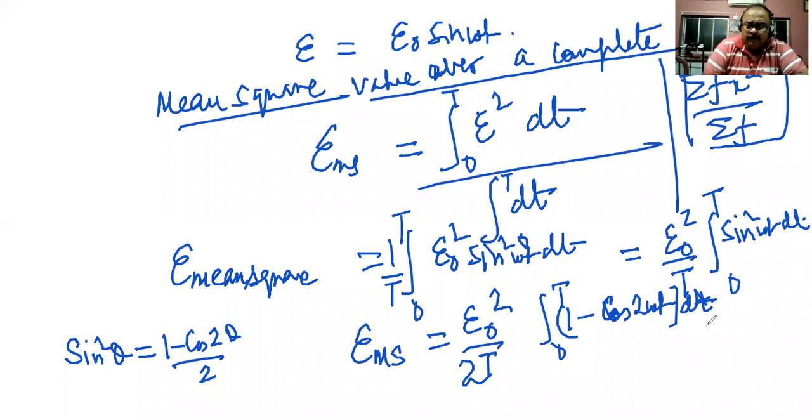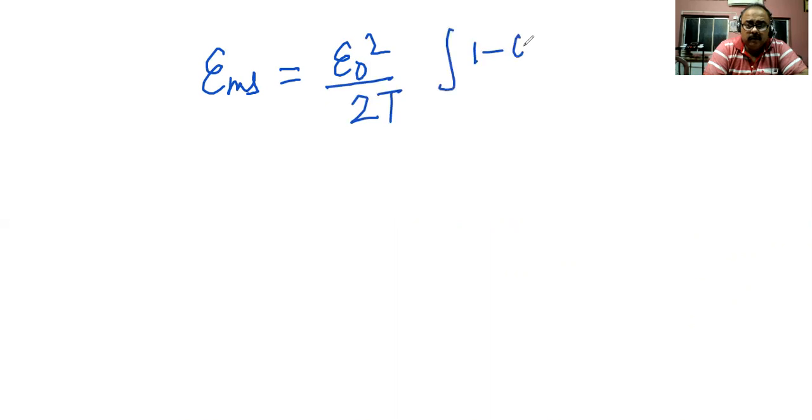Okay. So after that, what I will be doing, let me move on to the next page. So E mean square therefore will be equal to E naught square by 2t, integration of 1 minus cos 2 omega t dt, from 0 to t.